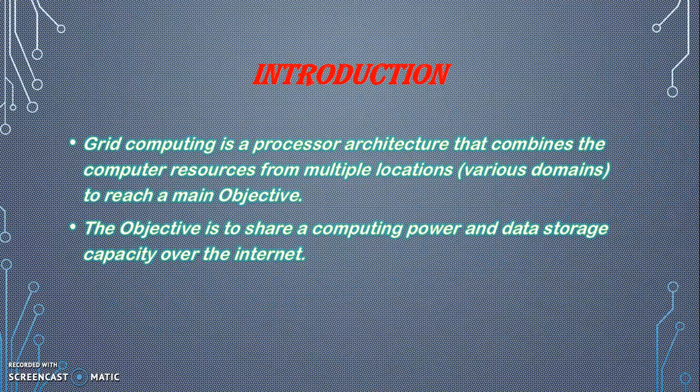Introduction. Grid computing is a processor architecture that combines the computer resources from multiple locations to reach a main objective. The objective is to share computing power and data storage capacity over the internet.